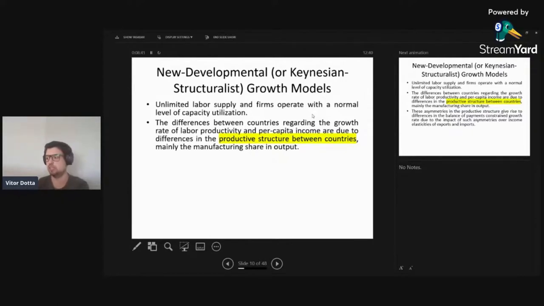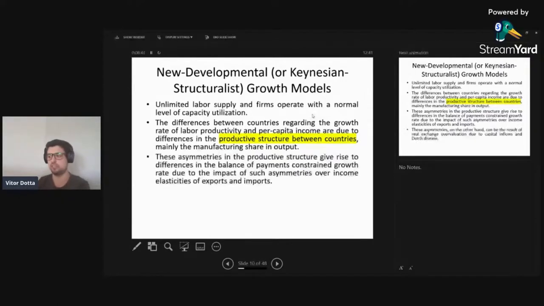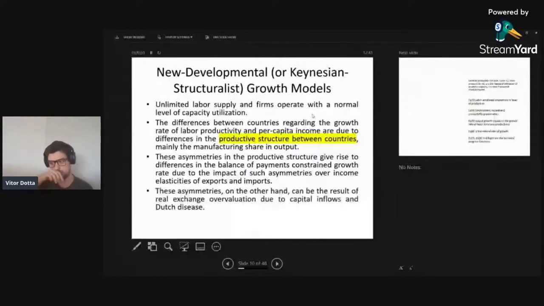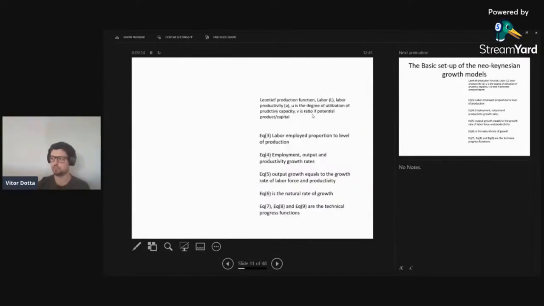These asymmetries in the productive structure give rise to differences in the balance of payments constrained growth rate due to the impacts of such asymmetries over the income elasticities of imports and exports. These asymmetries, for instance, can result from real exchange rate revaluation due to capital inflows, for instance, the Dutch disease.